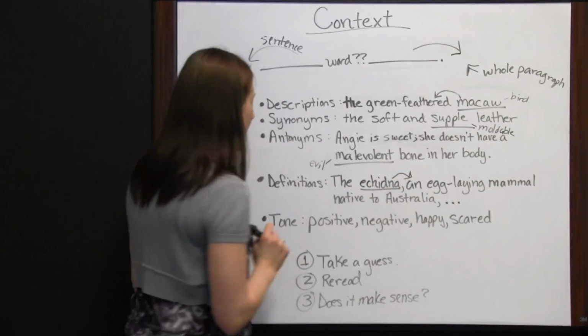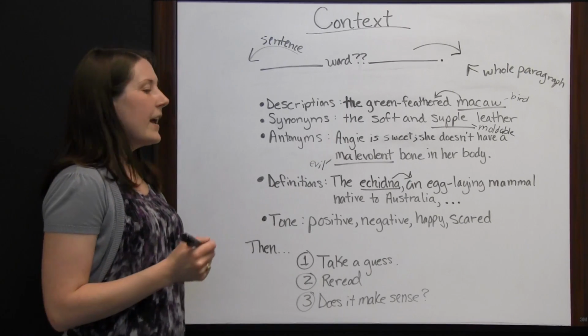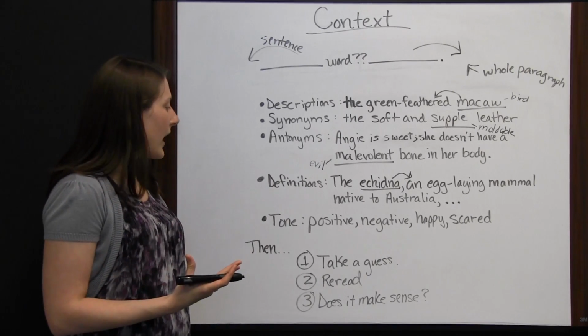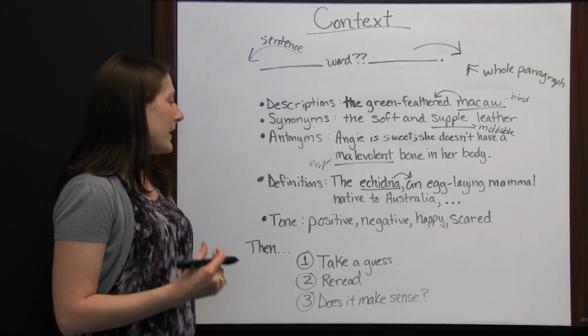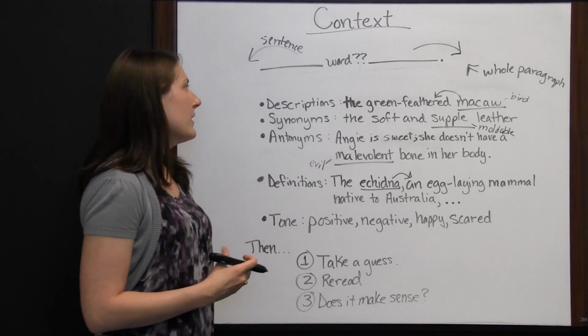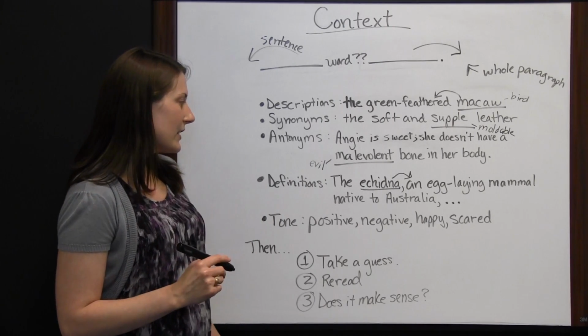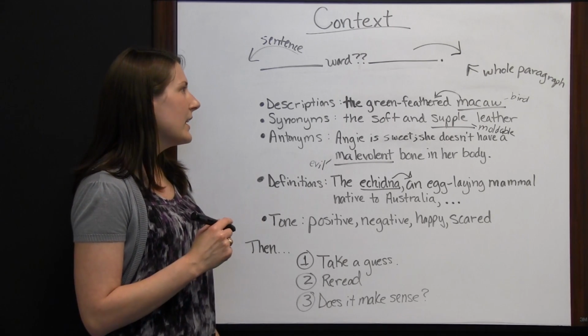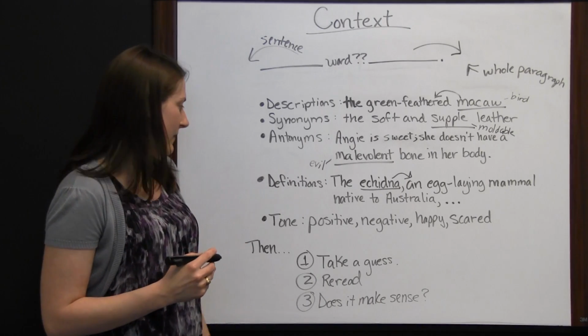The last clue you can look for is tone. Is the rest of this paragraph positive, negative, happy, scared? If you have a paragraph that's all one tone, then the word probably has something to do with that. If it's a scary tone, then this may be a word that has to do with something scary. If it's positive, it may be a happy kind of word.